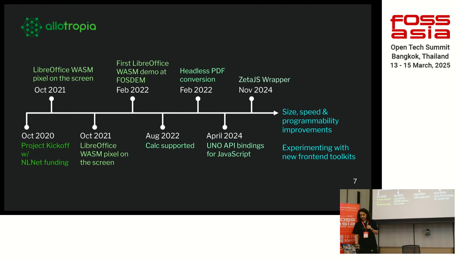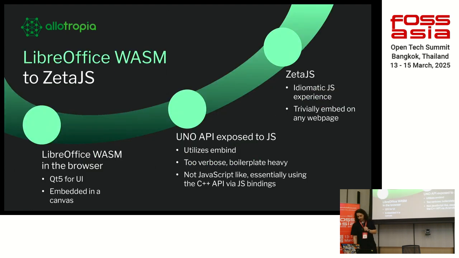And then this spring, last spring, we bound LibreOffice's API, which is the UNO API, to JavaScript, so that finally you have something not only you can interact with, but also an actual web widget at that point, so that you just use JavaScript to do whatever you want to do with it. It's a part of the front end at that point. And then this November we released Zeta.js, which is a wrapper, because I will talk about this in a second, but yeah, let's move on for now.